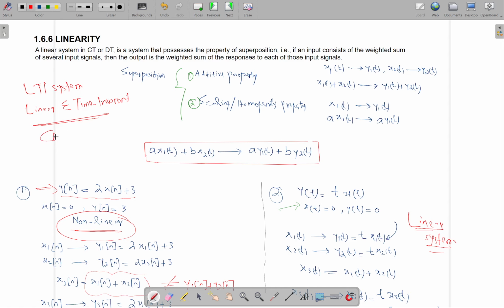In chapter number 2, we are going to see that the output of an LTI system can be computed very easily in a straightforward manner. Most of the systems which we encounter are actually linear and time invariant systems. So in chapter number 2, it's going to become evident why the LTI systems are the most critical or important systems when it comes to the signals and systems course.